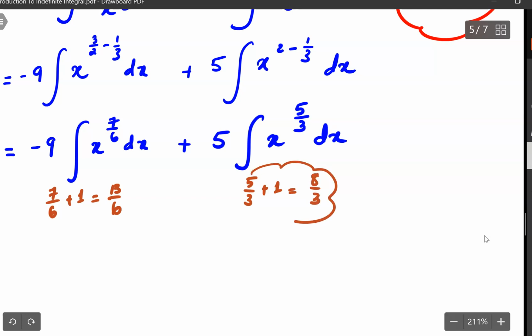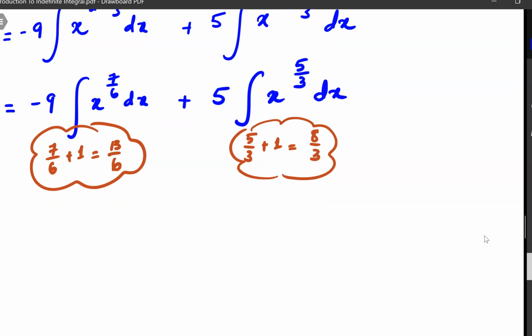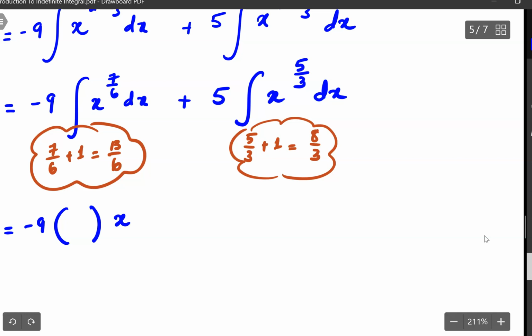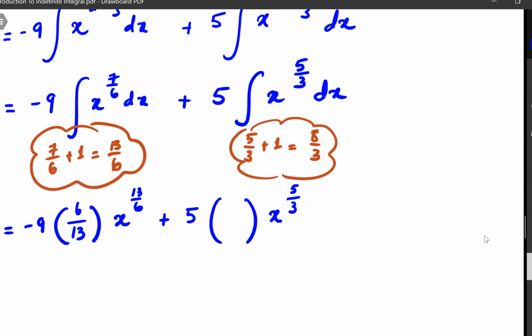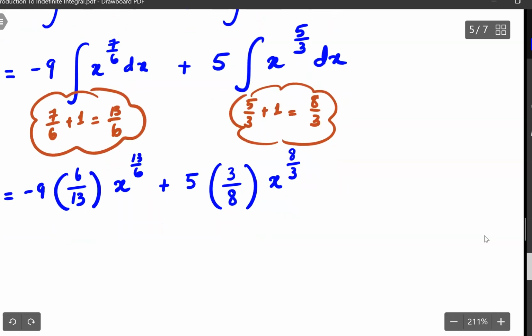So this is the exponent that we found. Then now we are going to integrate. Integrate, you're going to take away the integral and the dx sign. So we have -9. Here I raise x to the exponent 13/6, it means I divide by 13/6, then I multiply by 6/13. Plus 5, x raised to the exponent 5/3, it means I multiply by 8/3, I'm sorry, this should be 8/3. So that means I multiply by 3/8. All we have to do next is just simplify and make sure that we add the c.